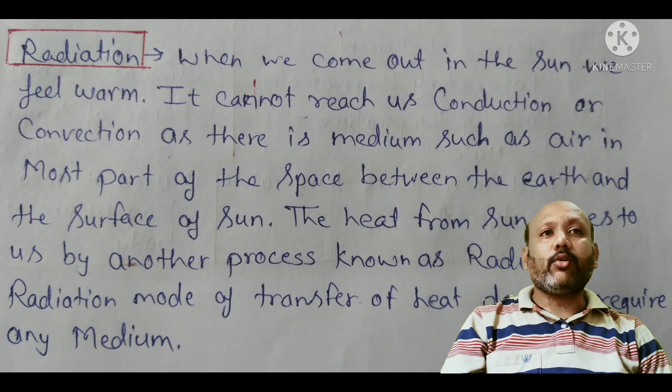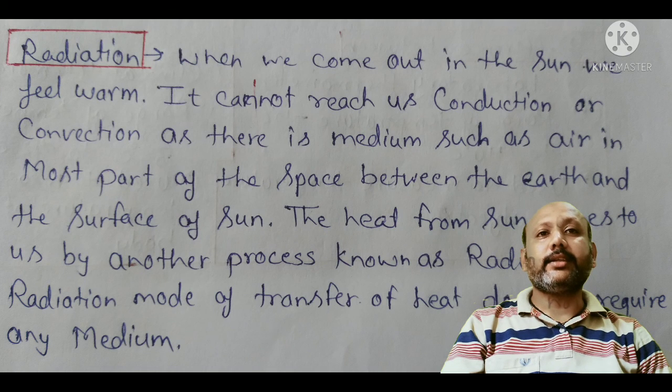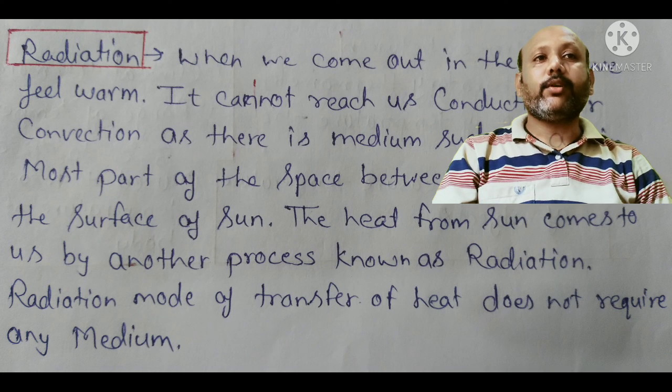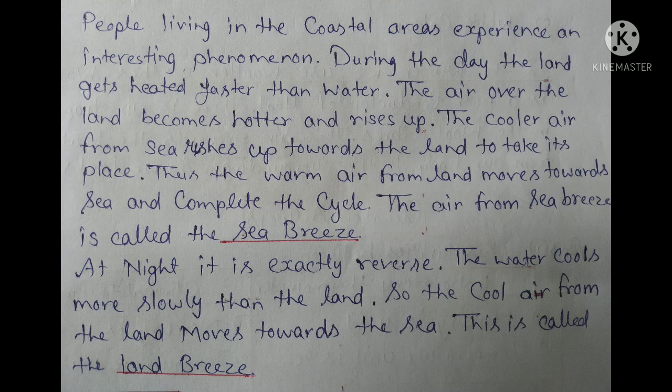Radiation. When we come out in the sun, we feel warm. The heat cannot reach us by conduction or convection, as there is no medium such as air in most of the space between the earth and the surface of the sun. The heat from the sun comes to us by another process known as radiation. This mode of heat transfer does not require any medium, and so it is called radiation.